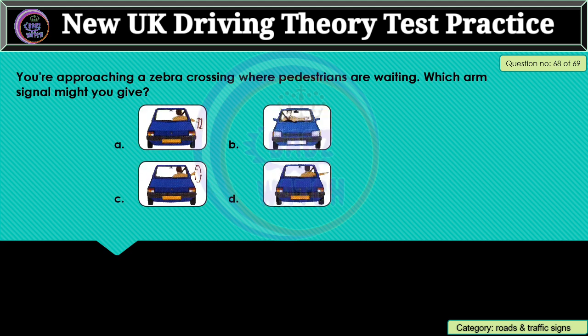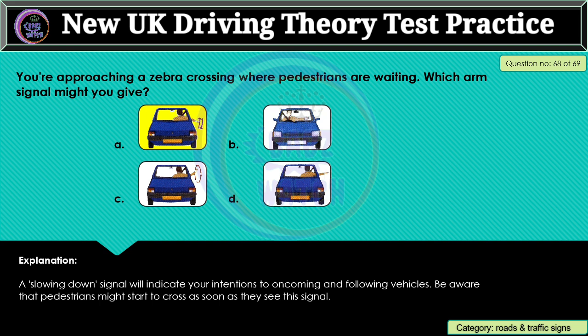Question 68 of 69. You're approaching a zebra crossing where pedestrians are waiting. What arm signal might you give? A, B, C, D. The correct answer is A. Explanation: a slowing down signal will indicate your intentions to oncoming and following vehicles. Be aware that pedestrians might start to cross as soon as they see this signal.